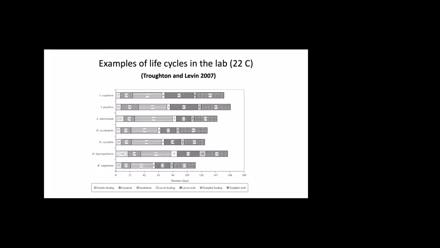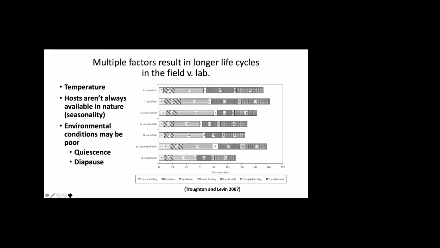And here is just showing you Troughton and Levin raised ticks in the lab. Lots of people have colonies of ticks. And this is in the situation where they're raising them at 22 centigrade. You have Ixodes scapularis at the top, and there's several different other ticks here. And they can push a life cycle through, a generation of ticks, in less than a year, 160 days or so. All right. But in the field, these life cycles tend to be longer than that.